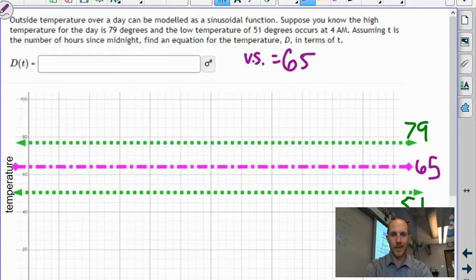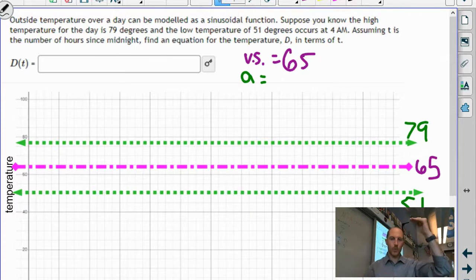Okay, that's my midline. So I know the vertical shift, 65. That's the midline. Also, at this point, I know the amplitude. That is the distance from the midline up to the maximum or from the midline down to the minimum. I just used that number to find the midline. So the total difference was 28. I cut that in half to get 14. That difference of 14, that's the amplitude.